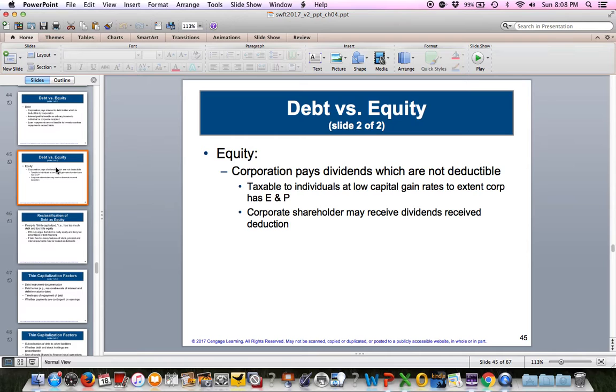Corporate shareholders may receive dividends received deductions. So again, we've talked about that in previous chapters, that to avoid triple taxation, corporations that own stocks that pay dividends can deduct a certain amount of the dividends received. The dividend received deduction is all based on how much income you have. We talked about that in chapter 3, I believe.